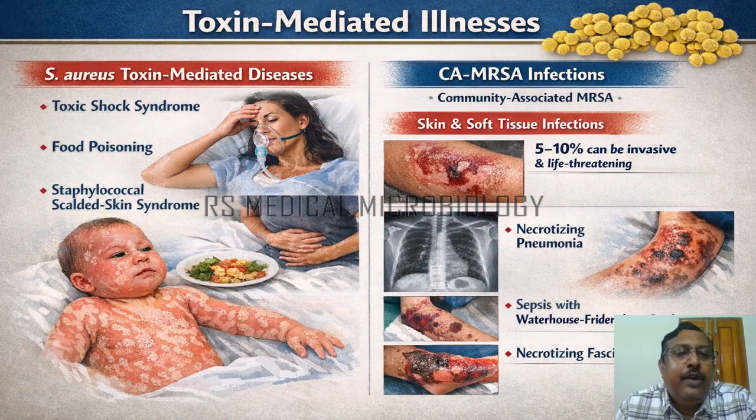Toxin mediated, you have the toxic shock syndrome, food poisoning, staphylococcal scalded skin syndrome. They can be community acquired MRSA infections, out of which 5 to 10% can be life threatening. The most common ones you have are necrotizing pneumonia, sepsis with Waterhouse-Friderichsen syndrome, and necrotizing fasciitis.